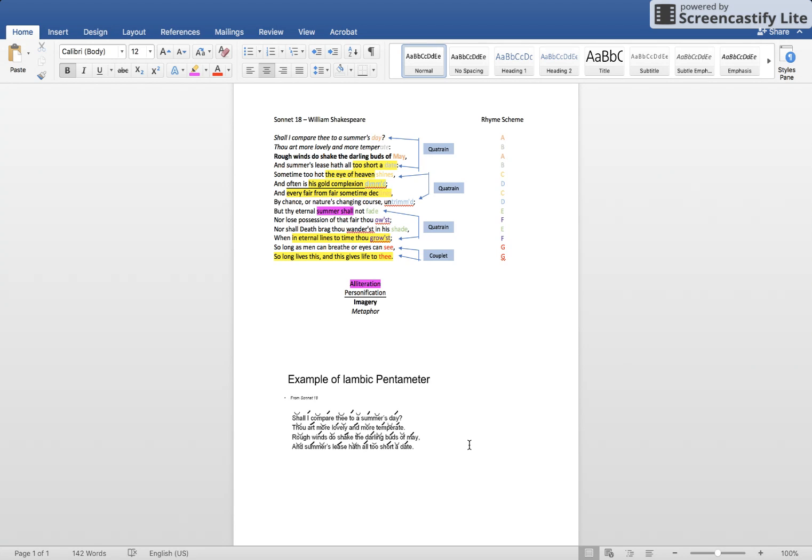So, shall I compare thee to a summer's day? And you're not necessarily going to stress it a lot like that, because it naturally happens when you speak. You don't say compare, you say compare. And it's easy to see where the stressed and unstressed syllables fall when you say a word naturally. So again, it's shall I compare thee to a summer's day, instead of saying it the opposite, which would sound very funny in our language.